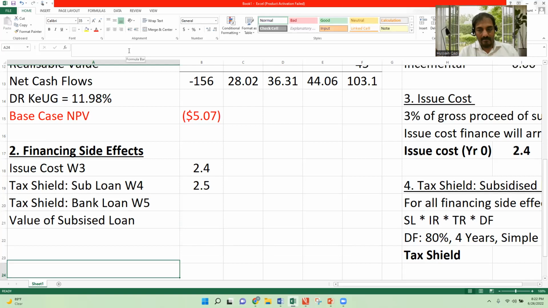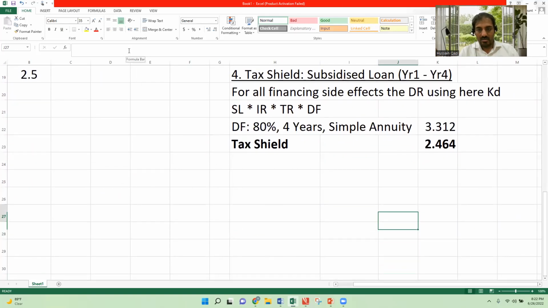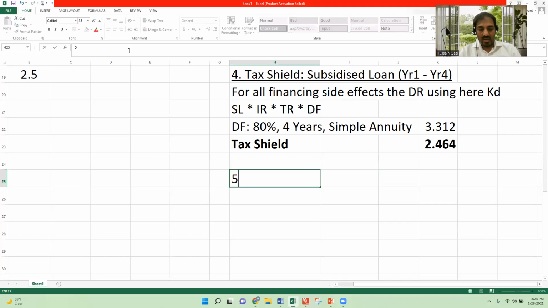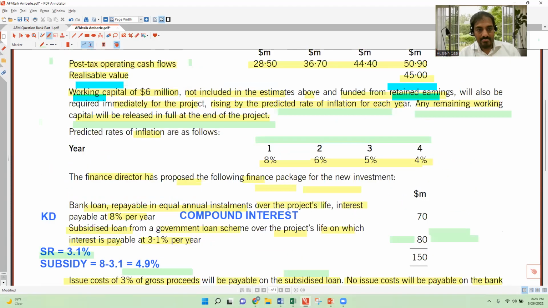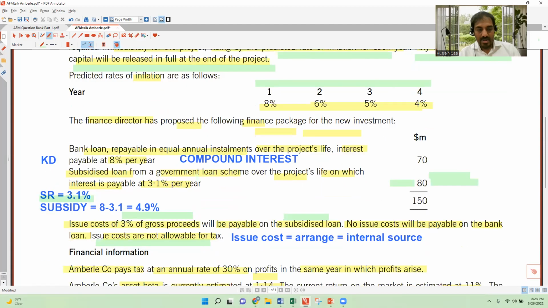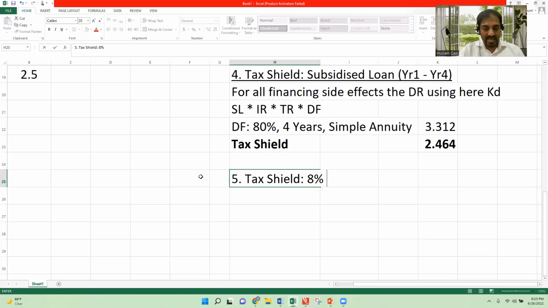Working 5. Yes, that is what about? That is about tax shield related to bank loan. 8% bank loan. Yes, come on.